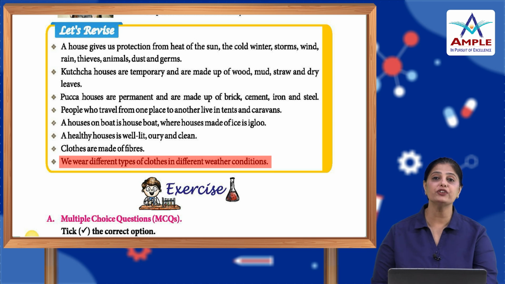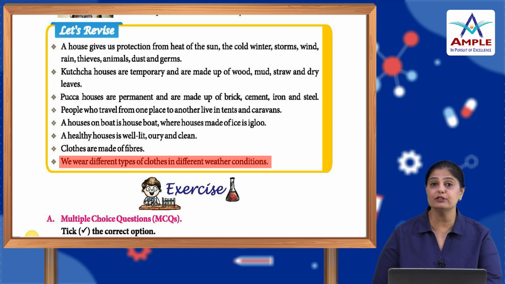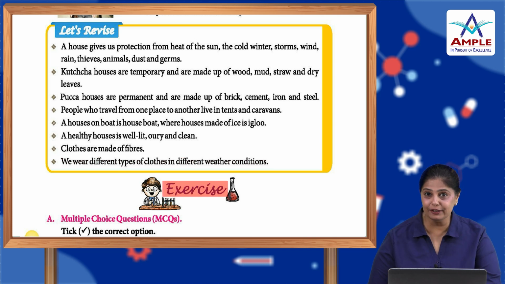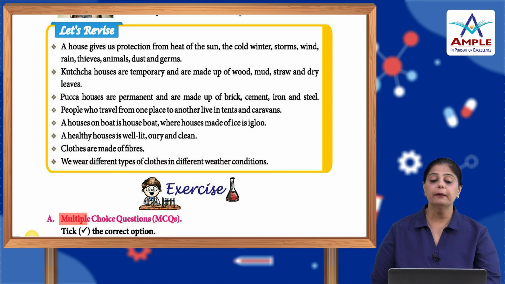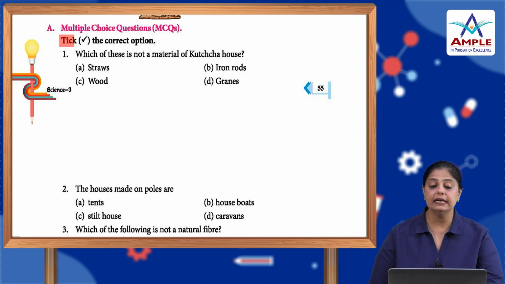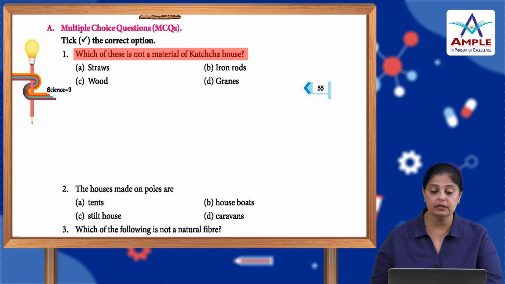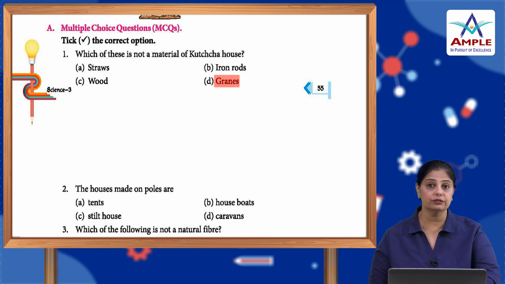So I hope, children, everything is clear about the clothes and about the houses. Now it's time to do the exercise and evaluate ourselves. Now, multiple choice questions. Take the correct option. Which of these is not a material of kacha house? A, straw, B, iron rod, C, wood or D, grains? So, the answer is B, iron rods.